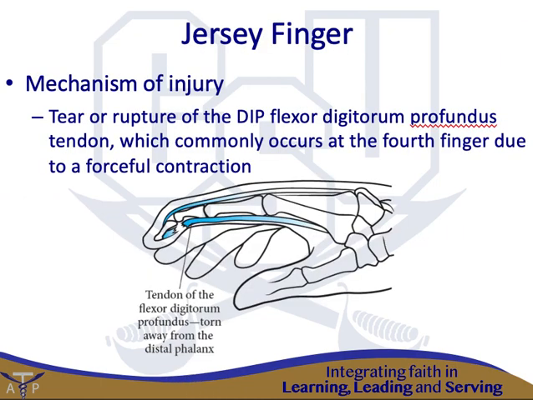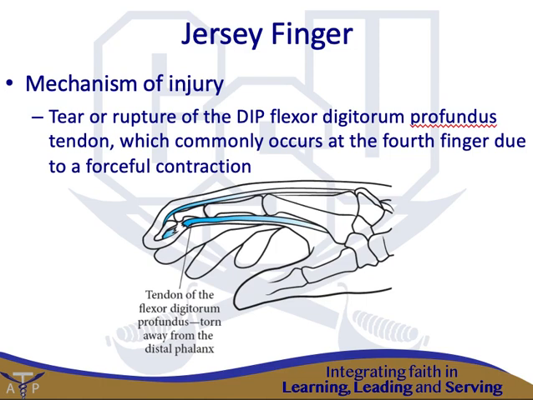Lastly, we're going to look at jersey finger. Jersey finger is very similar to mallet finger because the finger distal interphalangeal tendon is torn or ruptured. However, the ruptured tendon is the flexor digitorum profundus, which is another flexor tendon in the area, which commonly occurs at the fourth finger DIP area.